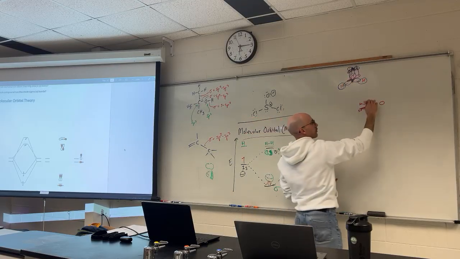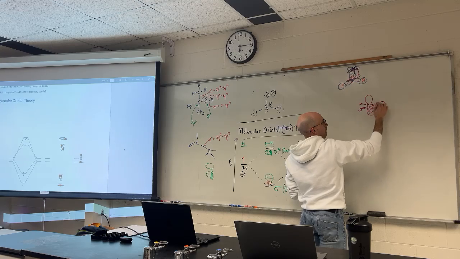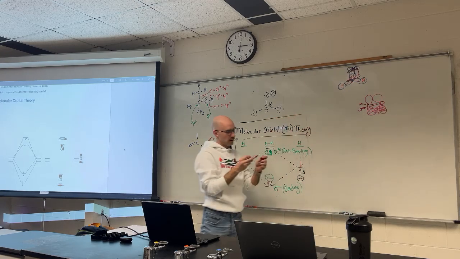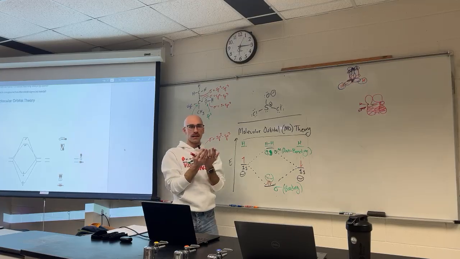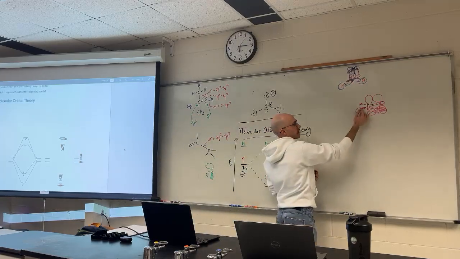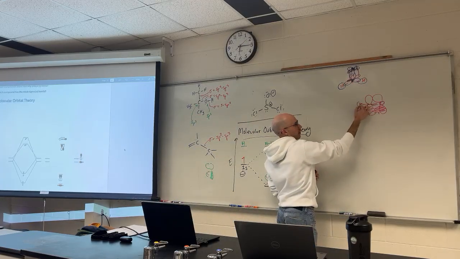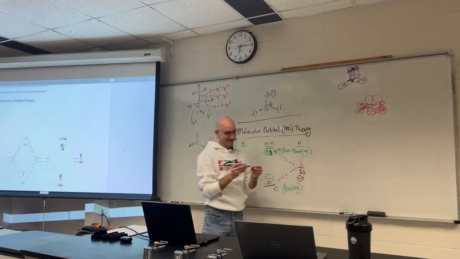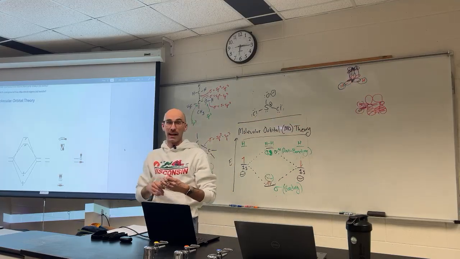So the p orbitals, I'm trying to draw them close to show that they're overlapping. The p orbitals overlap like this. Again, those hybridized orbitals are overlapping like this. It gets really messy really, really fast.